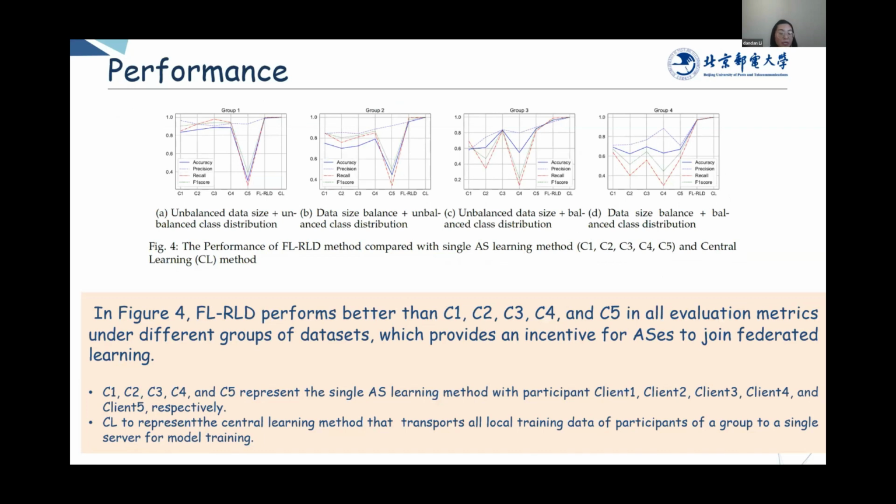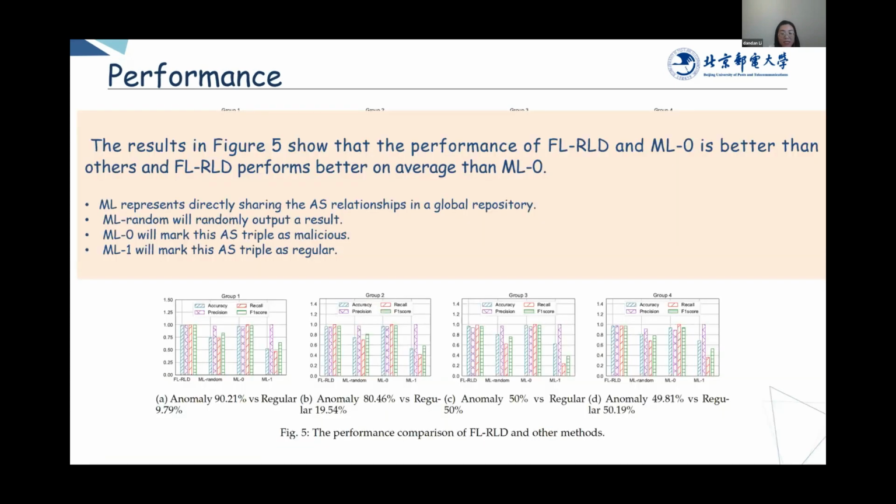In this picture, we show the performance of the FLRD method compared with the single AS learning method from C1 to C5. From this picture, all methods achieve this point. We found that all methods perform better than C1 to C5 in all evaluation metrics and different groups of data sets.